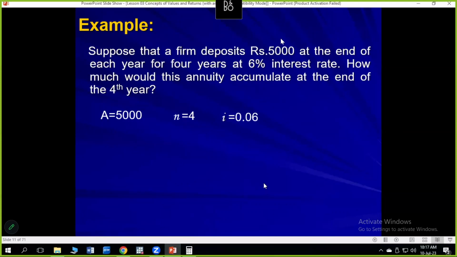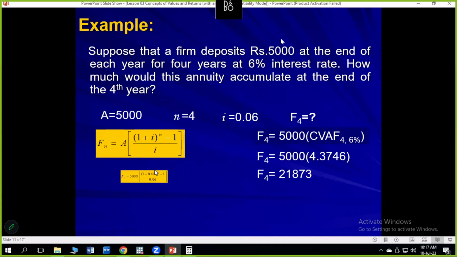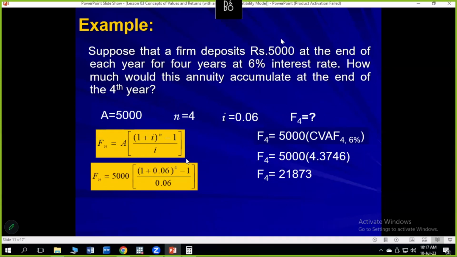So students, you can observe that there are two methods to get that answer. One applying the direct formula given. Then you can substitute and you want to round up the digits to these factors. This is called the CVAF, 4.3746. So alternatively, you can apply this method from the table value. So you can go to the table.